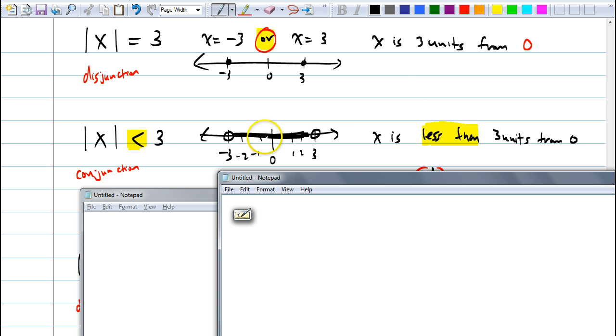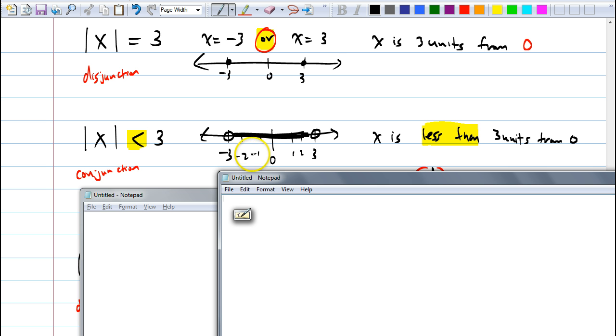Can I go to the left? Yeah. Is -1 less than 3 units from 0? Yes. What about -0.5? Yes. What about -2? Yes. What about -2.1? Yes. What about -3? No. What about -2.9? Yes. Do you see why we highlight all the points in the middle between -3 and 3? Because we're looking for the value of x that is less than 3 units from 0. Does that make sense?